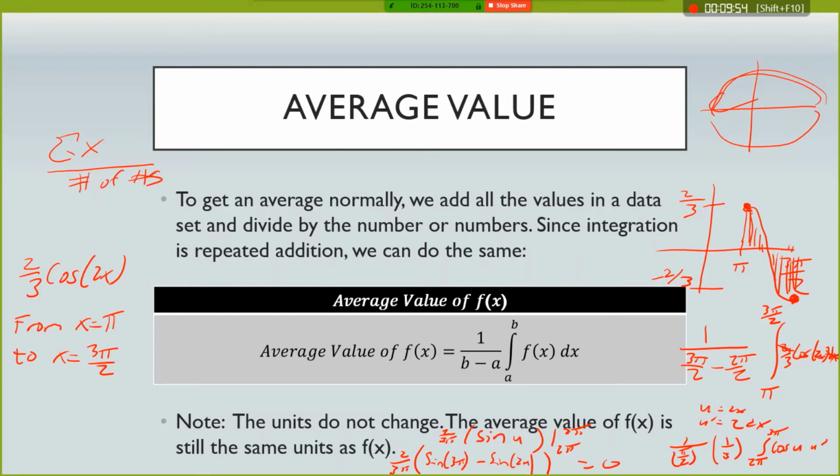Okay, the key point here is that my units did not change. So I integrated. If you want to think of my original function, this 2/3 cosine, as velocity, when we integrate, I would get to displacement. Then I divided by my change in x. If you divide your displacement by your change in time, you would get back to velocities. If you want to think of this in terms of physics, my units have not changed by the time you get to the end of this.